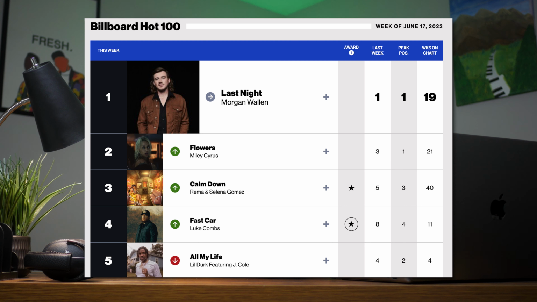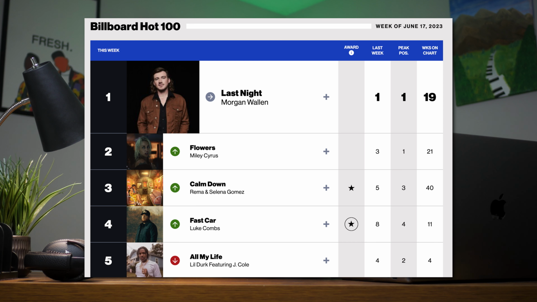If you haven't also seen the Billboard Top 10, I'm going to read these off just so you have an idea of what's trending right now as far as music. Morgan Wallen is at the top right now with his song Last Night. It's been on the chart for 19 weeks. Flowers has been up here for 21 at number 2. Calm Down with Rema and Selena Gomez is up here. Apparently it's been 40 weeks on the charts, which is insane.